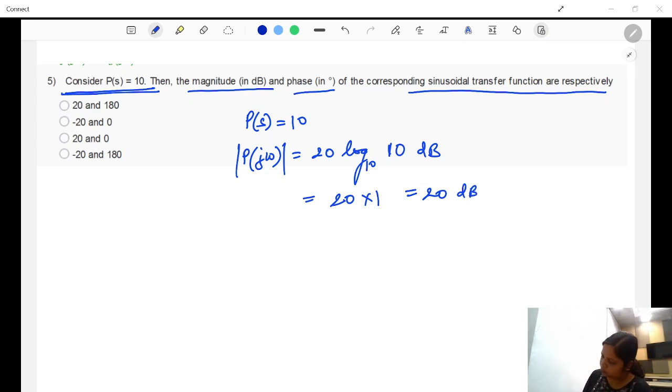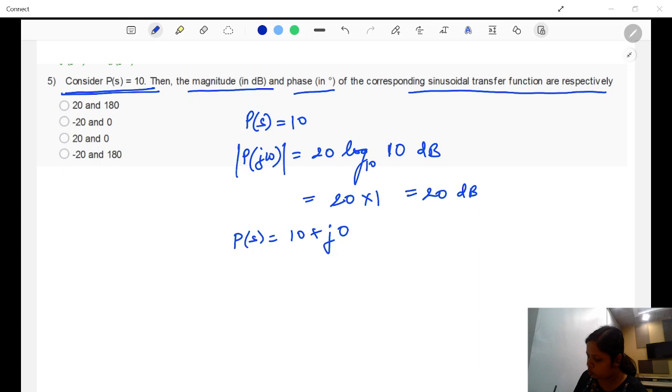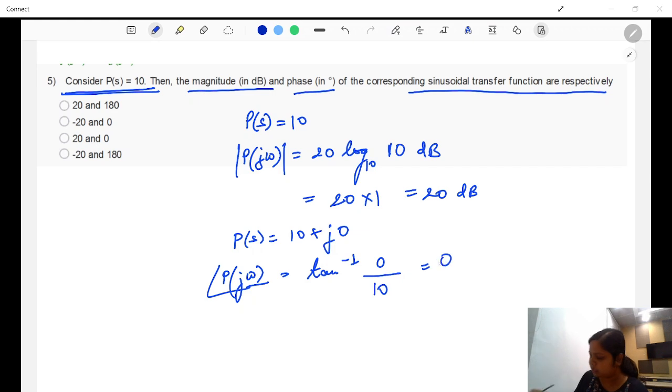Now I am asked what would be the phase. So what is P(s) here? It is 10 plus j0. So the angle of P of j omega can be given by tan inverse of 0 upon 10, which is 0. So the answer is 20 dB and 0. I hope this makes sense.